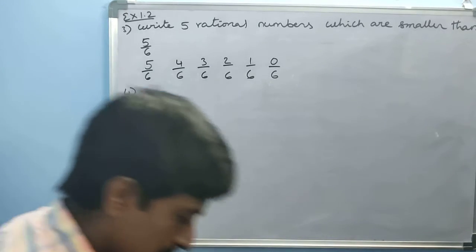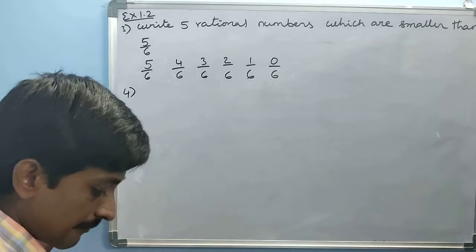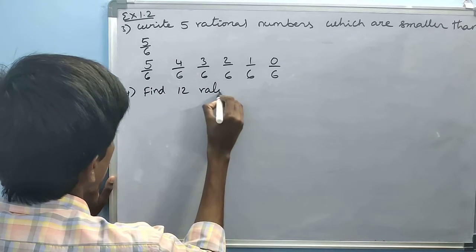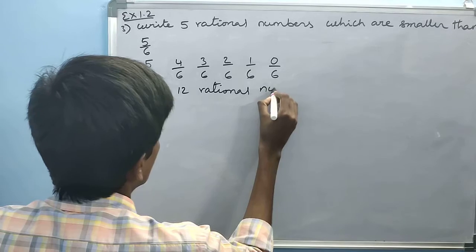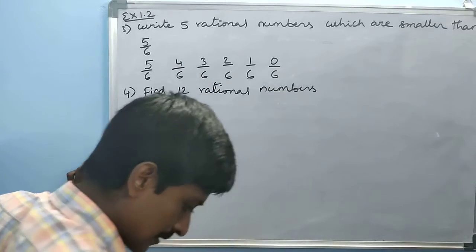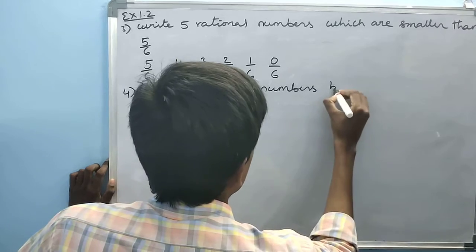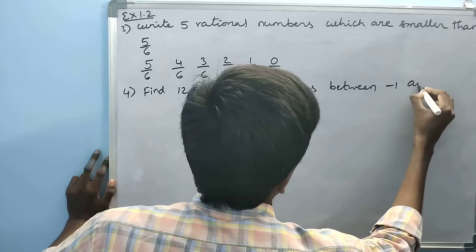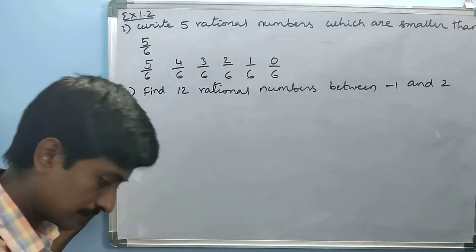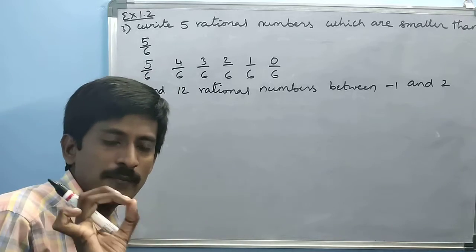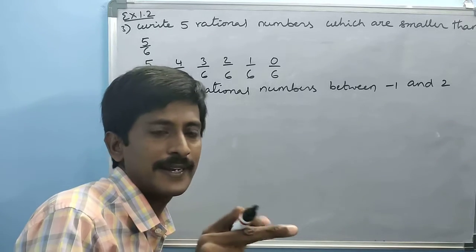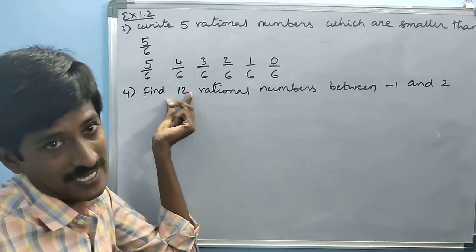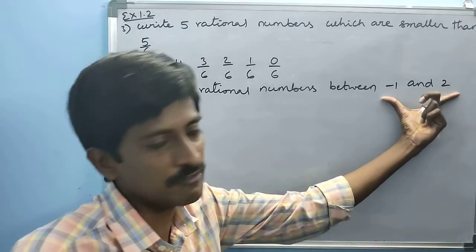What is the fourth one given? Find 12 rational numbers between -1 and 2. This is a very important model. Okay. How many rational numbers are there between any two numbers? Already I explained, infinite numbers. Here you can write any 12 rational numbers in between -1 and 2.